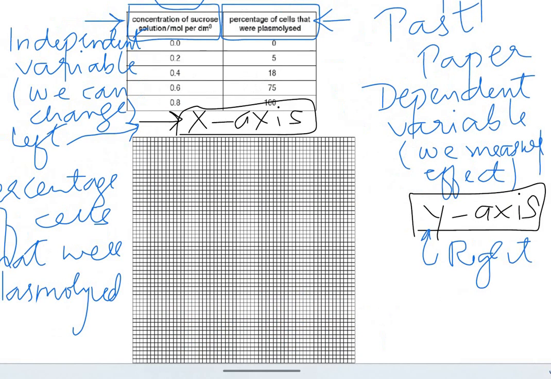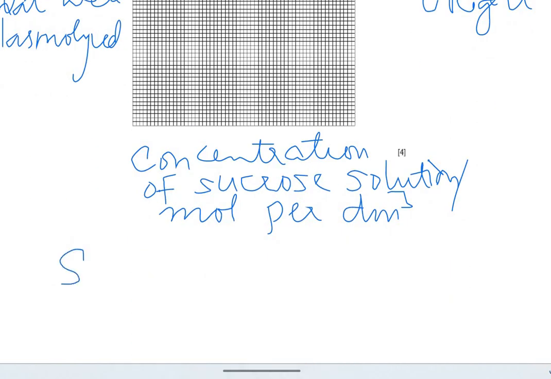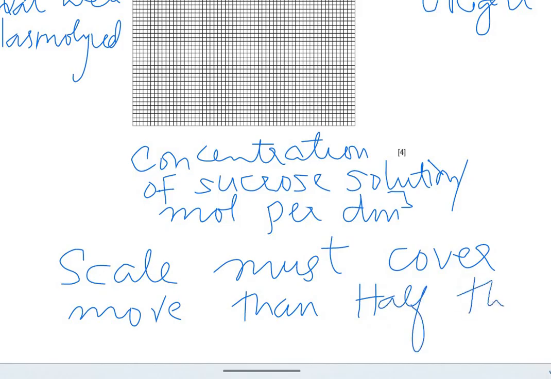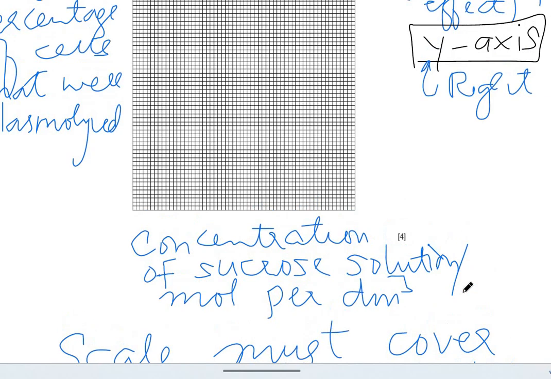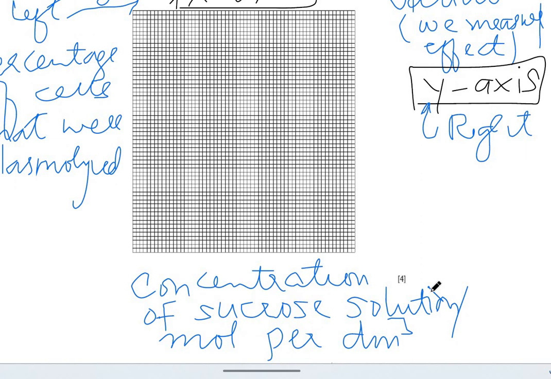So let's zoom in. The rule says that scale must cover more than half the length of graph. Scale must cover more than half the length of graph. So 0.0, 0.2, 0.4, 0.6, 0.8. यहाँ पर from here we will take 0.0.